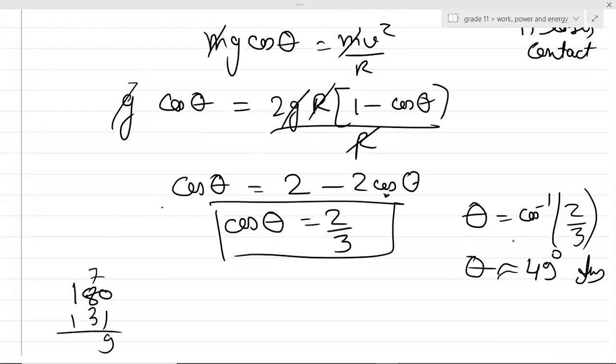Is this clear, guys? Is it clear? So that's it for your work, power, energy. The complete thing is done. JEE Advanced level also done. Next class we'll start with system of particles again.